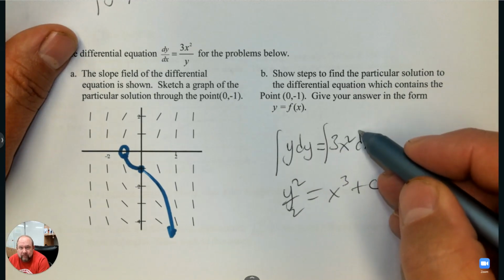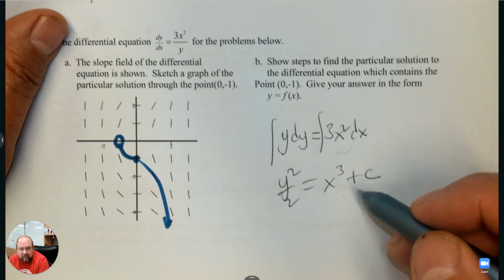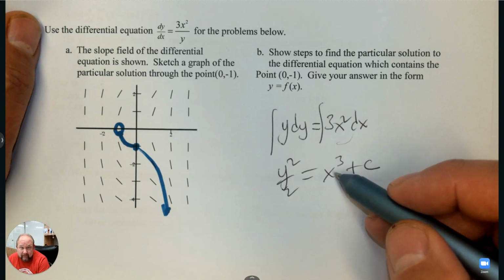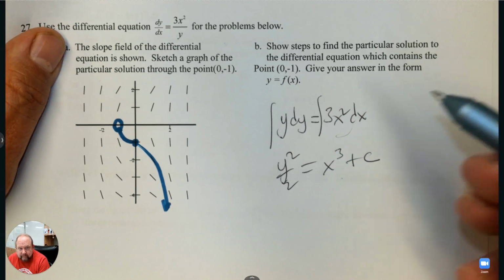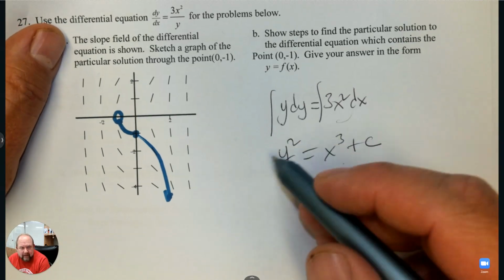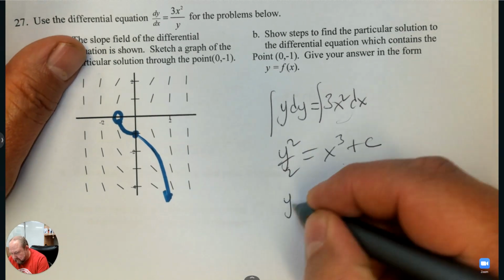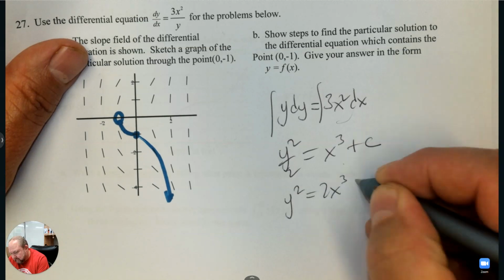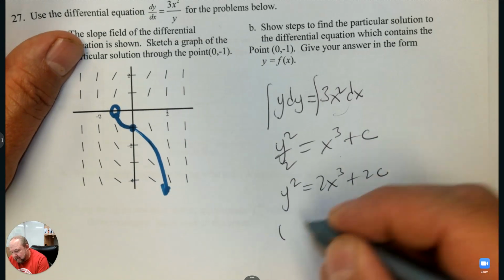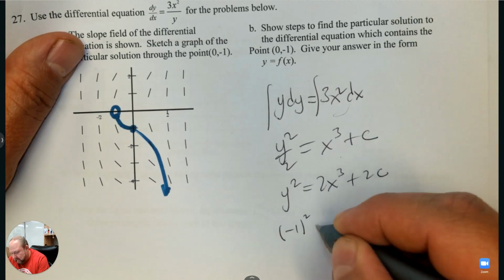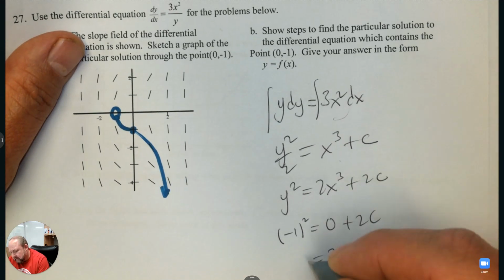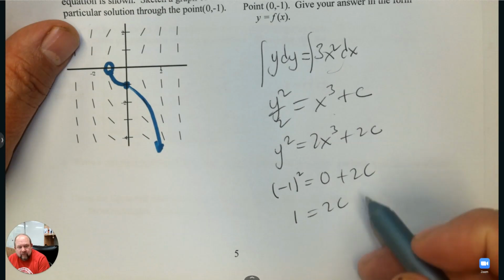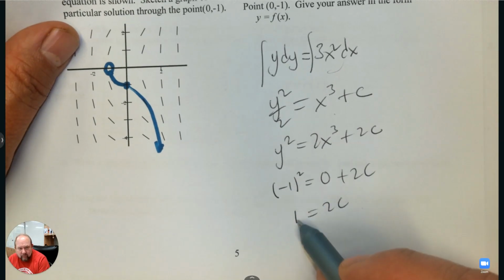So add 1 to the exponent. When you divide, the 3's cross out. So this is x cubed, or the derivative of x cubed is 3x squared. At any point we could plug in. I'm going to multiply everything times 2 just to make it a little easier. And then I'm going to plug in. So I have a negative 1 and 0. So if I solve this, negative 1 squared, 2c is equal to positive 1.